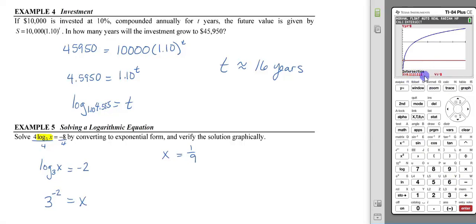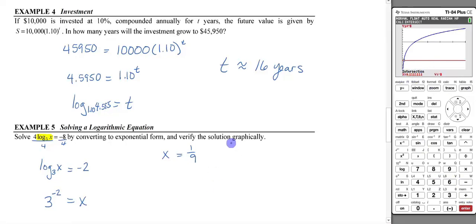and we get 1/9 as the x. So graphically, we would be given a decimal approximation of 0.11.